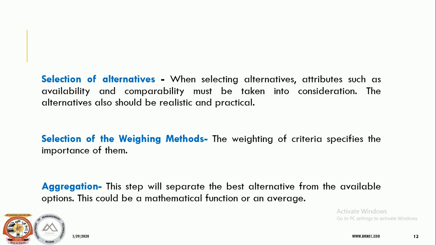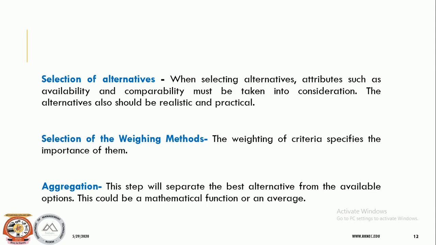Then the selection of weighing method. The weighting of a criteria specifies the importance of the respective criteria. Means just now what we have discussed is that if RAM is more important for me, then the weightage for RAM should be of higher side.